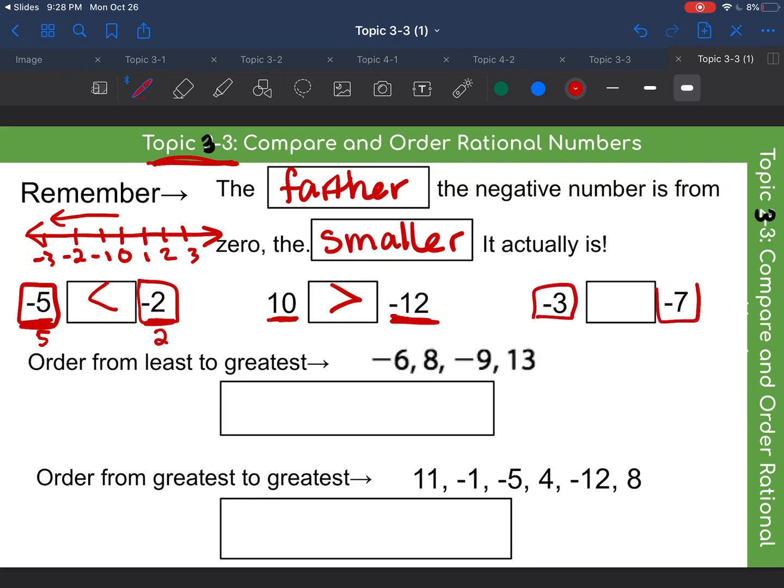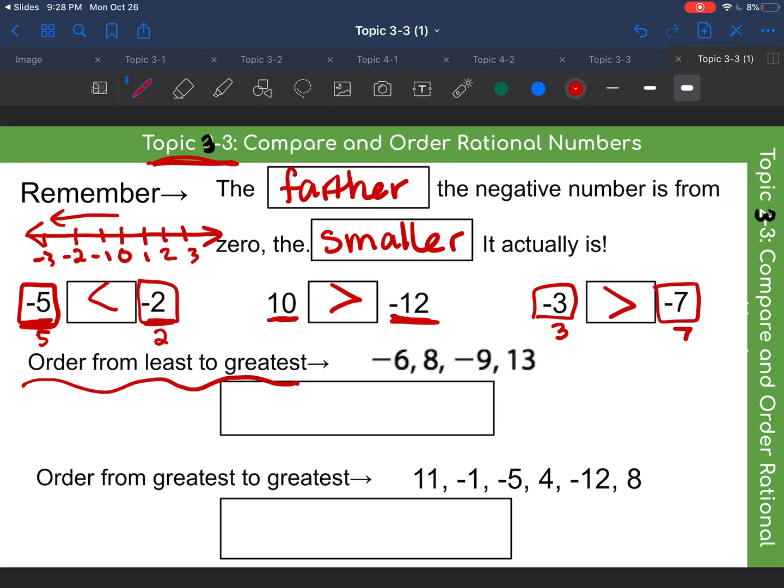And the last one, -3 and -7. If we're comparing those two, how far away is -3 from 0? 3. How far away is -7 from 0? 7. So -7 is farther away from 0, meaning that it is smaller. So -3 is closer to 0, meaning that it is bigger. So -3 is greater than -7.